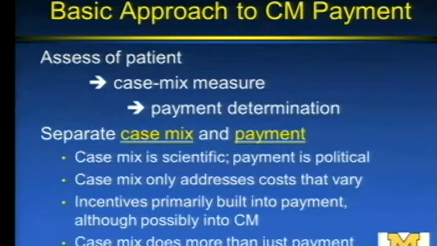Case mix is a scientific question. What is it about the individual that explains why these people are more costly than those people, or 20% more costly to care for than those people? Payment is a political issue. What are you going to acknowledge in the case mix system? Are you going to pay for security, or are you going to pay for the fact that people are further away in a home care setting and so it takes longer to get to them? How much are you going to adjust the payment for all of these issues?